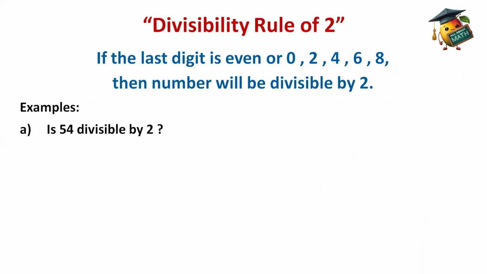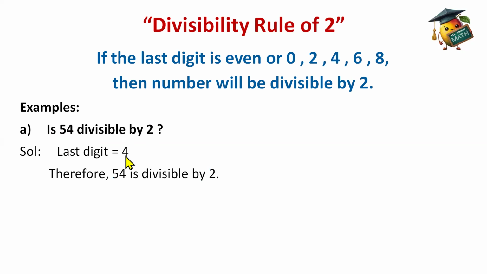Examples. Is 54 divisible by 2? So what will you check? Only the last digit. If it's even, it is divisible by 2. So just check and you can tell the answer orally. You can check the last, that is the ones digit. So it is 4. It is even. So 54 is divisible by 2.